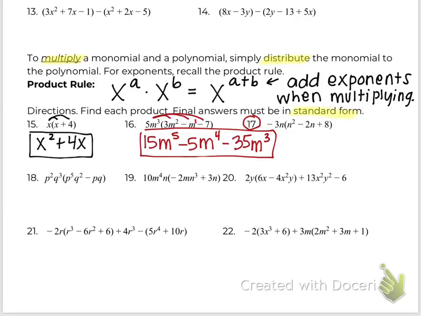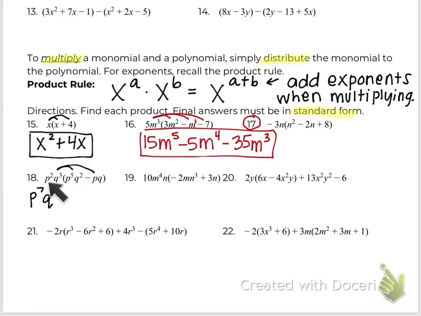Now look at 18. So here we have a couple extra, like we have a p squared and a q to the third. So when we multiply in, we're gonna only combine p's with the p's, right? So p squared times p to the 5th, we're gonna add 5 and 2, so it's p to the 7th. And then we have q to the third times q squared, so we're going to add 2 and 3, so it's q to the 5th.